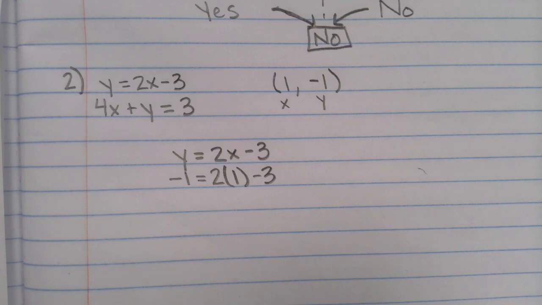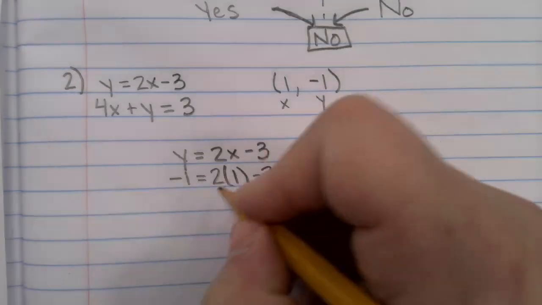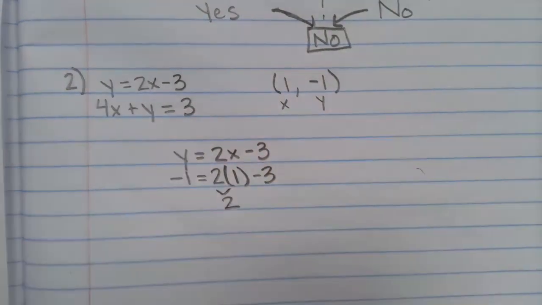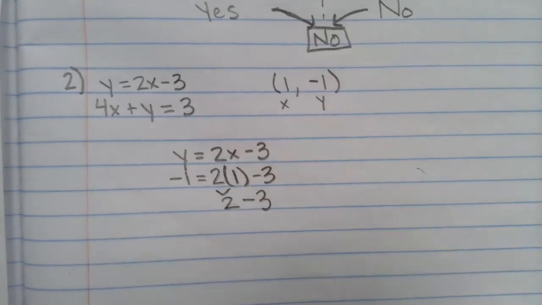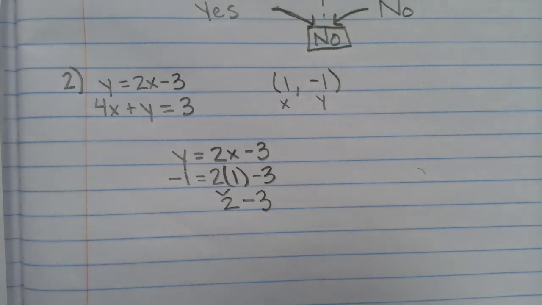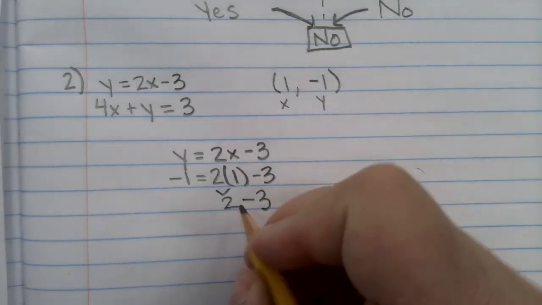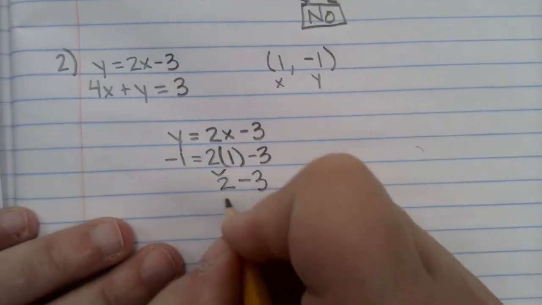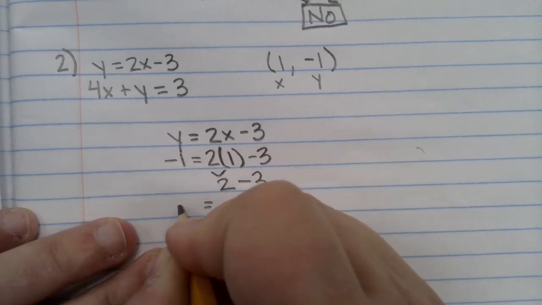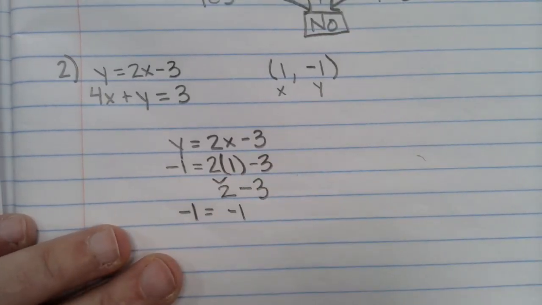All right, what is 2 times 1? 2. So 2 times 1 is 2. And then we bring down that -3 because we're following our order of operations. If I start at 2 and I go backwards 3, where do I end up? 2 minus 3 is -1. So did it make it true? Is -1 equal to -1? Yes.